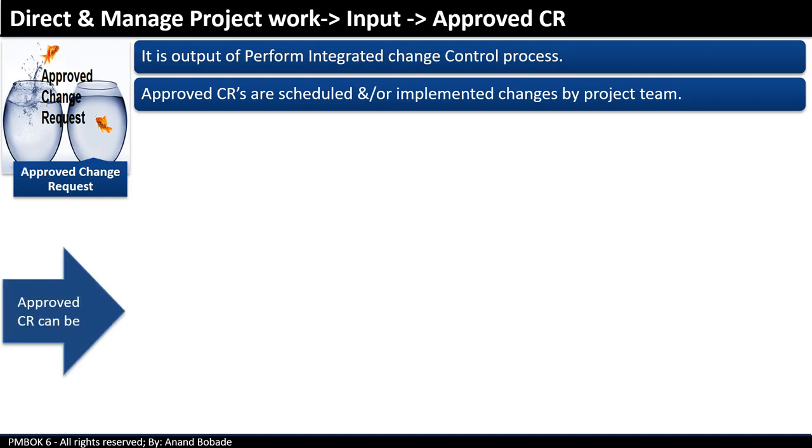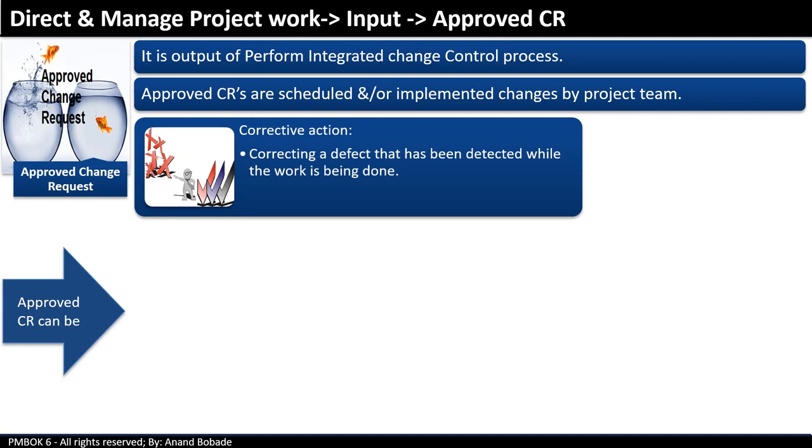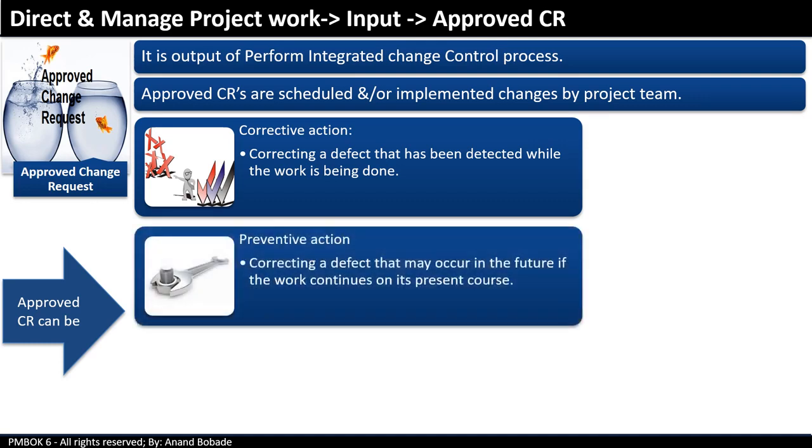An approved CR can be a corrective action, that is, correcting a defect that has been detected while the work is being done. For example, you are developing software and you found a logical error while coding. It can be a preventive action. It's correcting a defect that may occur in the future if the work continues on the present course.